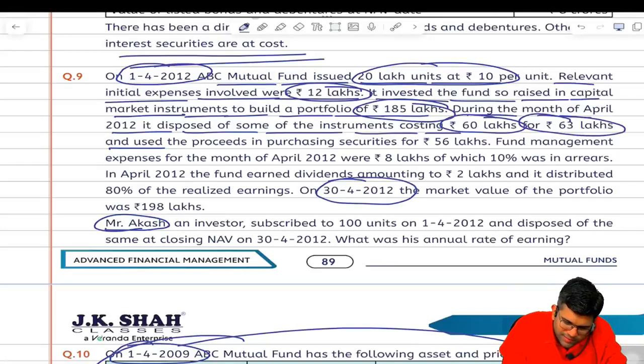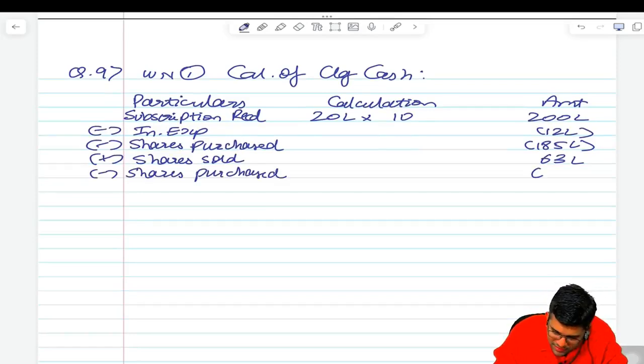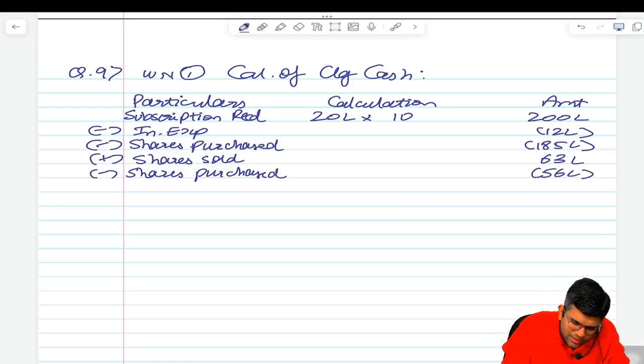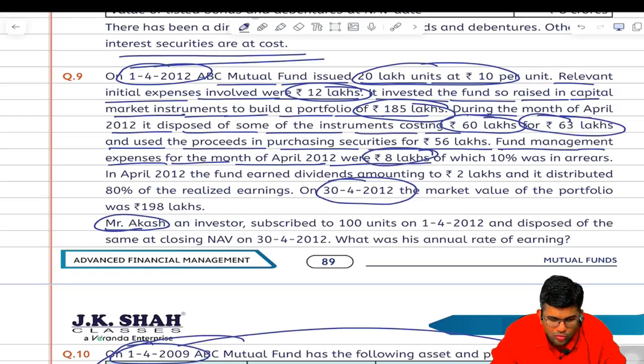Then what did I do? Then I used this money to buy more shares worth 56 lakh. Again I am buying shares. So minus shares purchased, how much? 56 lakh. Okay. What else did we do? Fund management expenses. We have to spend now. Fund management expenses for the month of April were 8 lakh. But out of this, 10% were in arrears.